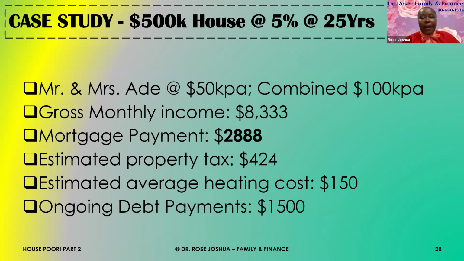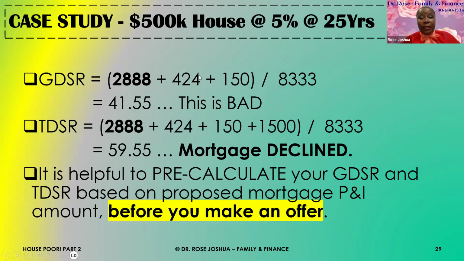So now, again, income has not changed. Mortgage P&I is now $2,888. Property tax $424, heating $150, ongoing bills $1,500. So you plug that into the GDSR formula and it's a no. And you plug that into the TDSR formula and that's a decline. So again, we may want the house, but we gotta do the math.